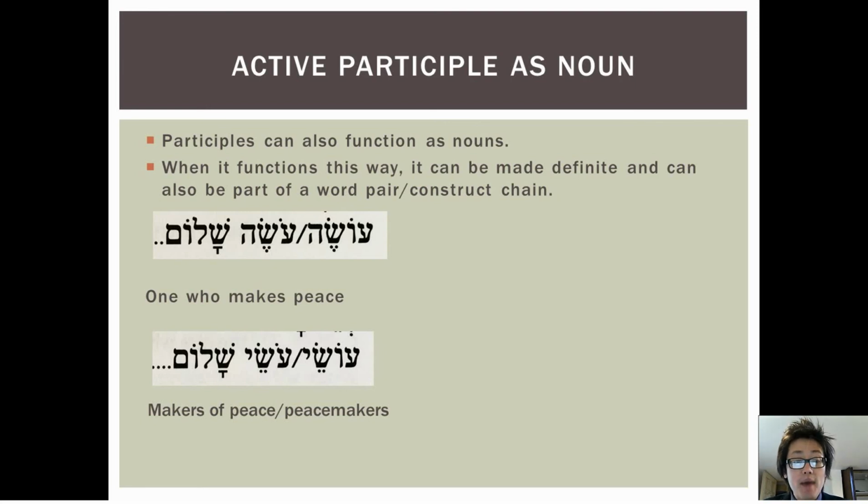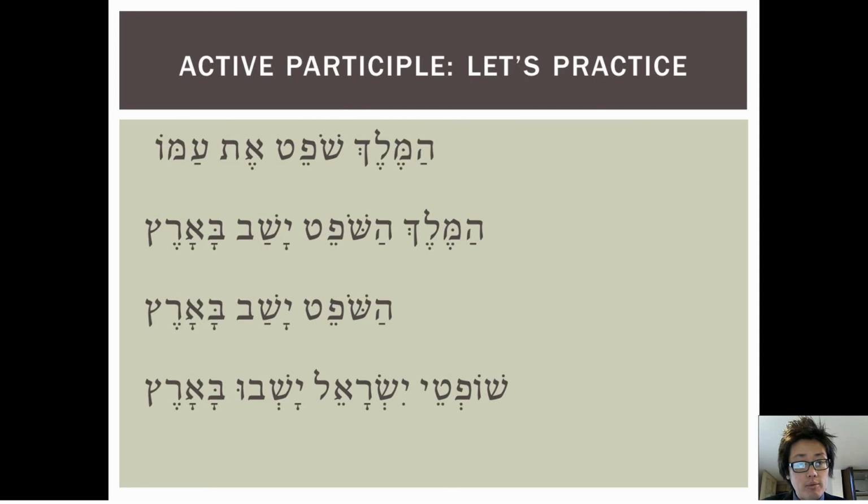So we have makers or doers of peace. Very similar in terms of what these two sentences are saying, but they're doing it in a very different way. And the second one is plural. That's why it's makers as opposed to maker of peace. Oseh shalom, makers of peace. So that's active participle as a noun. Let's do a little bit of practice.